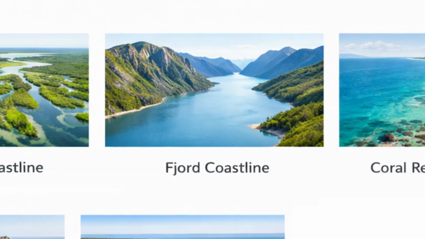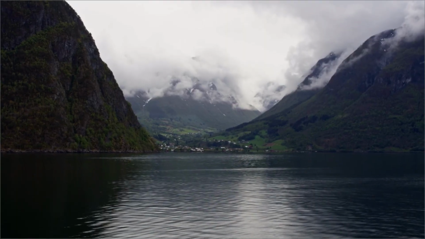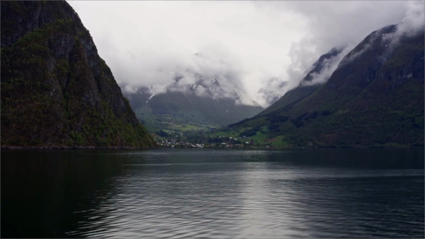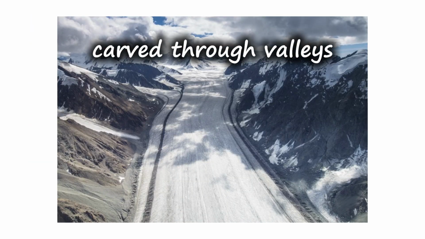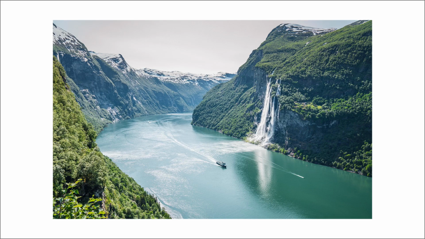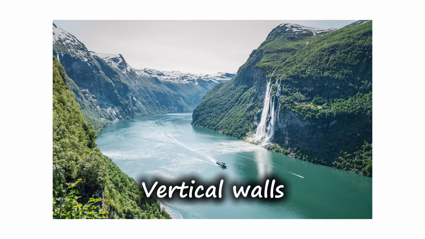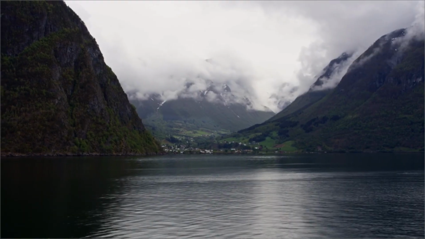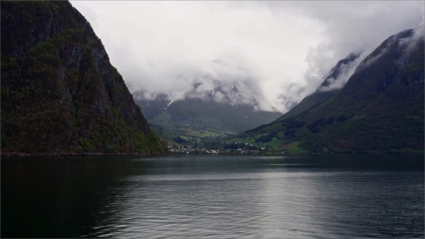Fjord coastlines. Fjords are long, narrow inlets of the sea that cut deep into mountainous terrain, formed by glaciers that carved through valleys during ice ages and then retreated as the climate warmed. The sea filled in behind them. The walls of a fjord can rise almost vertically from the water, and the depth can be extraordinary. Norway's Sognefjord reaches over 1,000 meters deep in places, far deeper than the open sea just outside its entrance.